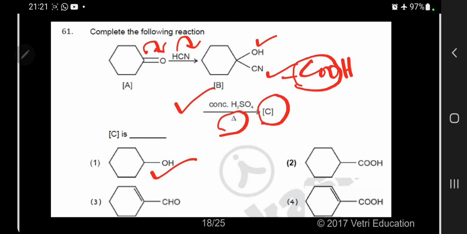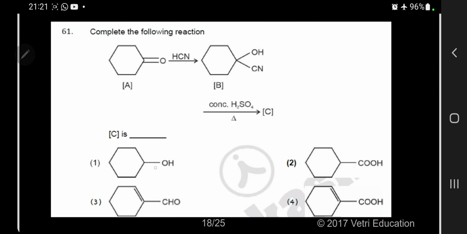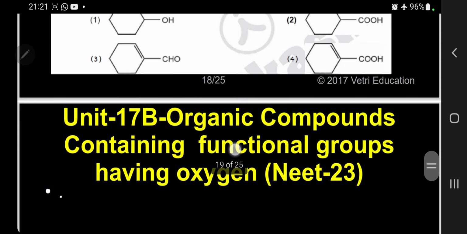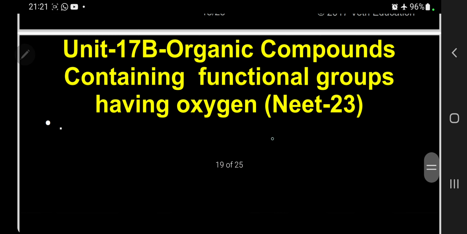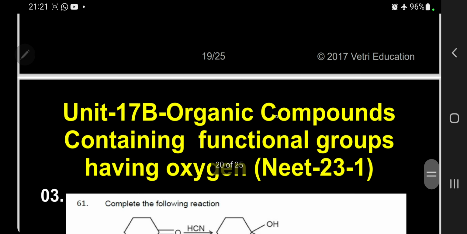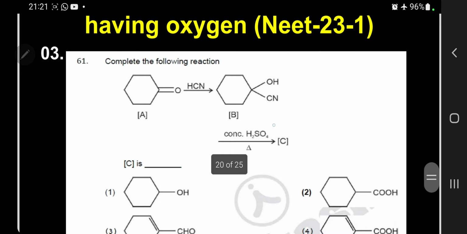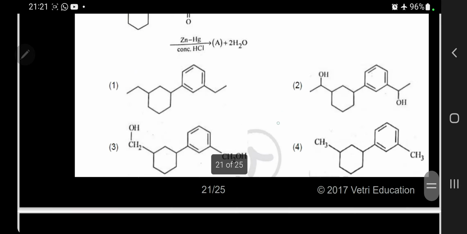There are 4 options given here. This is cyclohexane-1-carboxylic acid. 3, cyclohexene-1-aldehyde. Cyclohexene-1-oic acid. Kindly follow. So the correct answer is 1. Next question, that is NEET 23, the answer is 1.